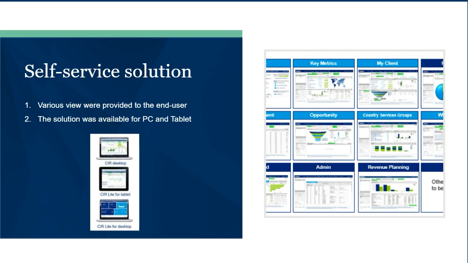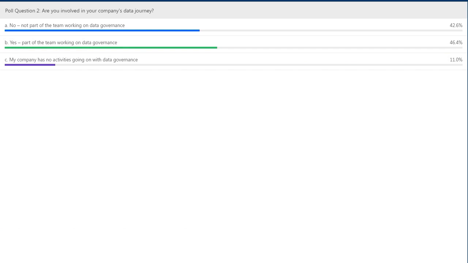Let's share the results. And this is interesting. We've got almost a perfect split. 43% of you are saying no, you're not part of a team working on data governance. 46% yes, and 11% company has no activities going on with data governance.